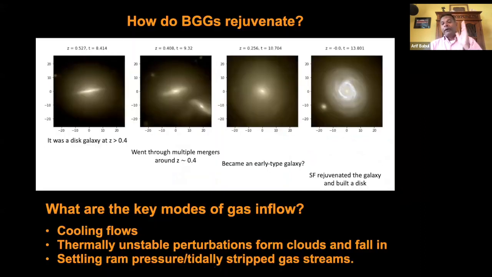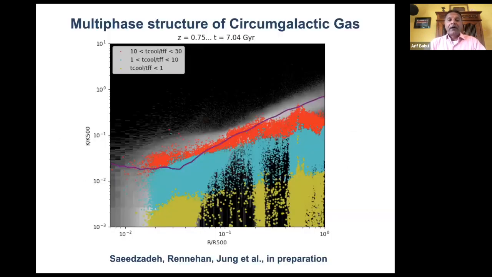So we see them in observations, and we're seeing them in the simulations, and the question is, what are the key modes of gas inflow? Some possibilities are cooling flows, thermally unstable perturbations that form clouds and precipitate, settling, ram pressure, or tidally stripped gas streams. So we've been looking at that, and this is what Vida has been focusing on. It's a paper that's being written up at the moment.